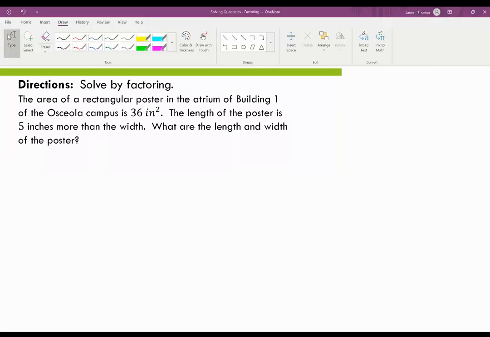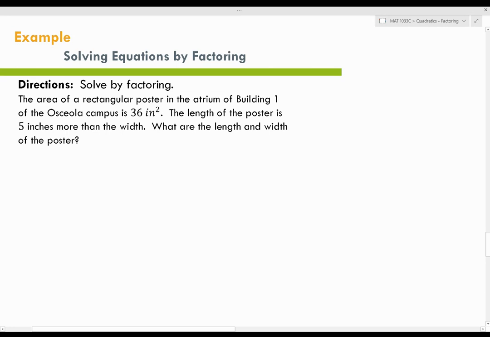Okay. So let's go through and highlight the information that's important to us. So the first thing is we are dealing with a rectangular poster. And they also told us that the area of the poster is 36 inches squared. The other thing that we know is that the length of the poster is 5 inches more than the width. And the question they are asking us to find is, what are the length and width of the poster? So let's see if we can kind of sketch out what they gave us so we have a better vision of what to do.